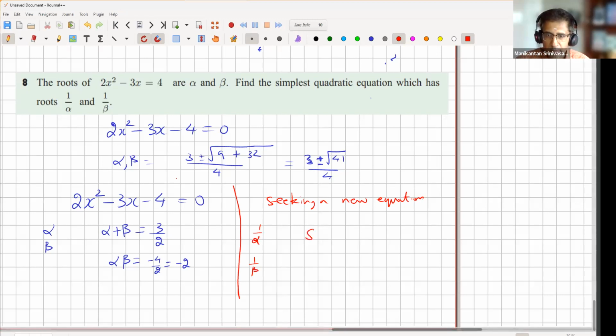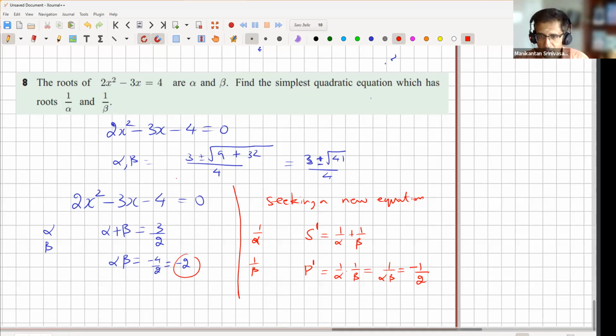So what is the new sum? I'll call this S dash as the new sum. The new sum is 1 by alpha plus 1 by beta. And the new product, I'll call this P dash, is 1 by alpha into 1 by beta. So the new product is nothing but 1 by alpha beta. I already knew my alpha beta is minus 2. Therefore, this is 1 by minus 2, which is minus half. So the new product is minus half.